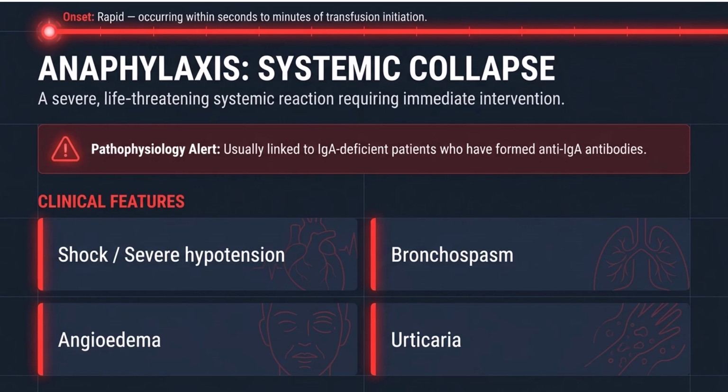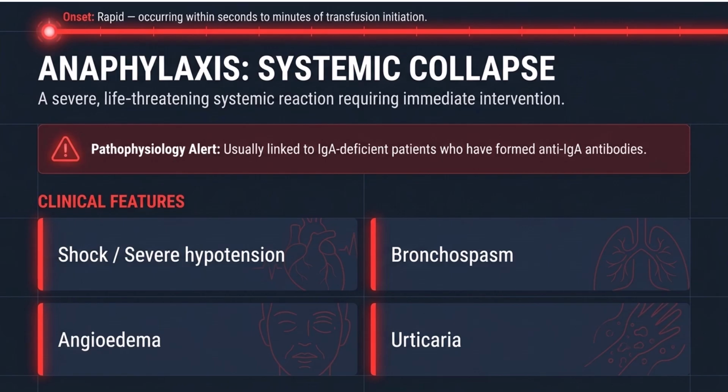The pathophysiology is linked with IgA deficiency. Approximately 1 in 600 to 700 people are IgA deficient. A subset of these patients develop anti-IgA antibodies, usually after prior transfusion or pregnancy. When they receive any blood component containing IgA, which is present in plasma, platelets, or FFP, their anti-IgA antibodies trigger massive mast cell degranulation and complement activation, which leads to systemic anaphylaxis.